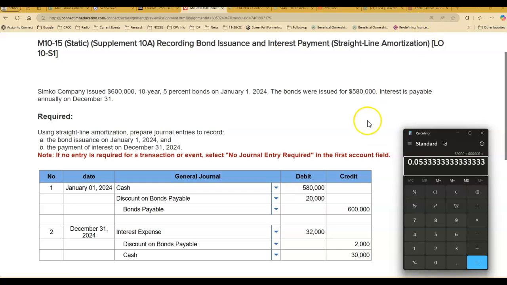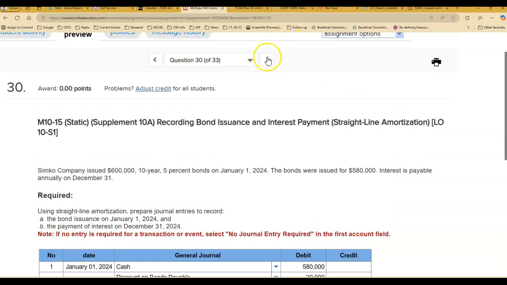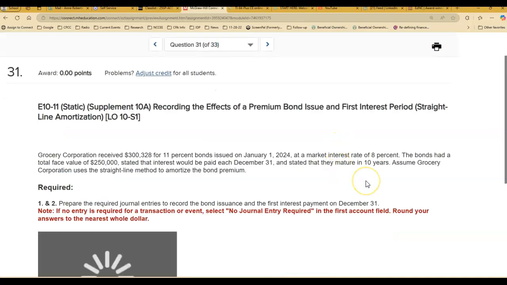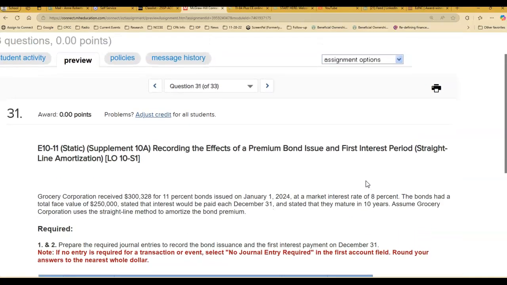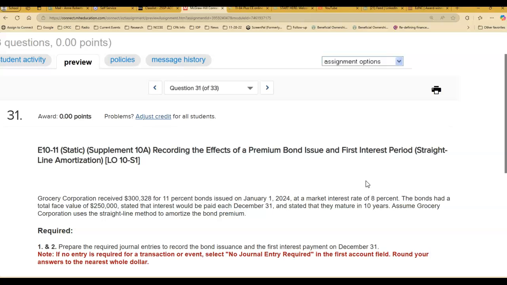All right, let's look at another one. This one is a premium. Now we're back to Grocery Corporation, which received $300,328 for 11% bonds. The market interest rate is 8%. Ours were paying 11, and we knew it, so we got to charge more for those bonds than face value. The bond had a face value of $250,000.